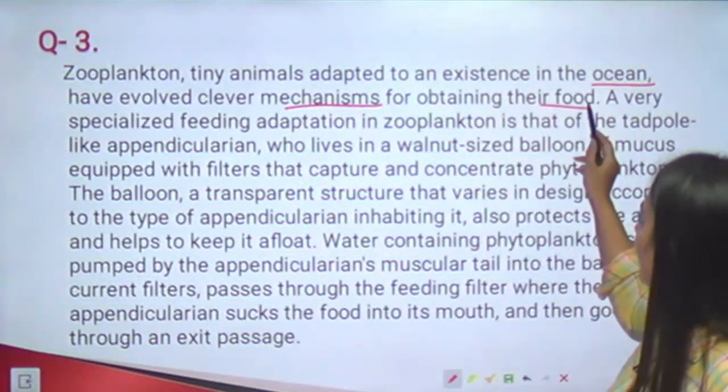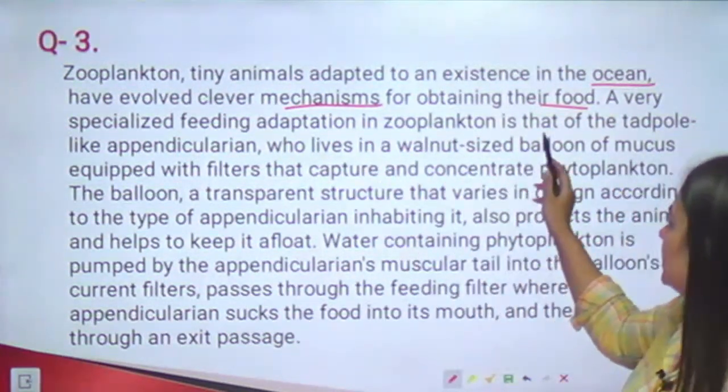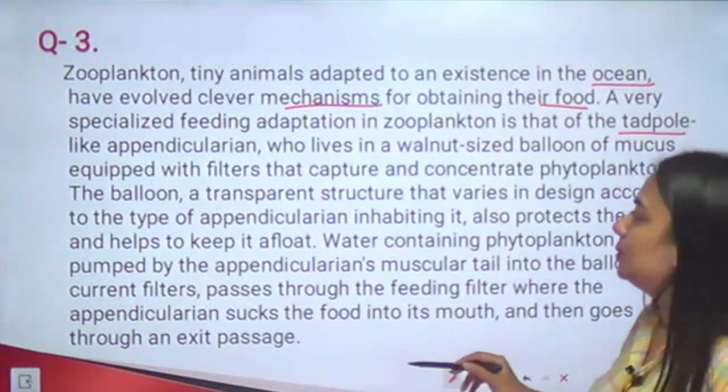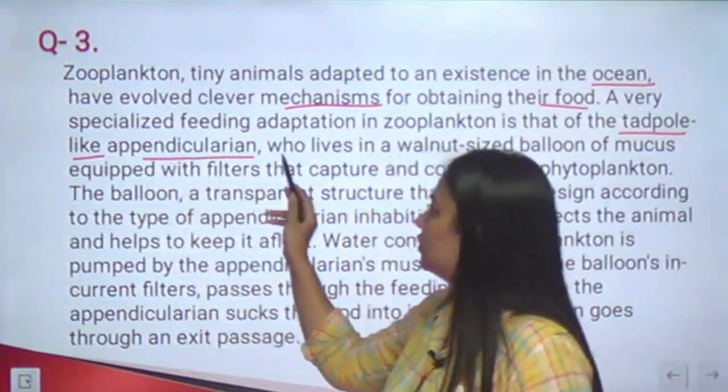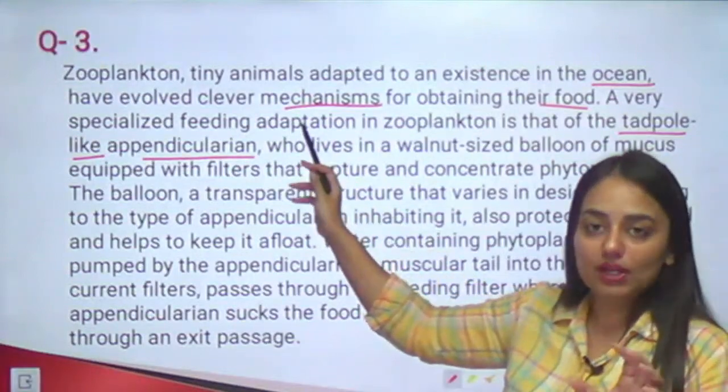For obtaining their food, a very specialized feeding adaptation in zooplankton is that of the tadpole-like appendicularian, which lives in a walnut-sized house. So this is again some marine animal.